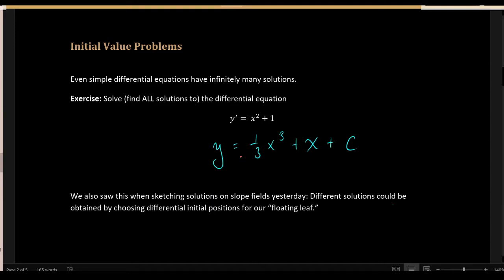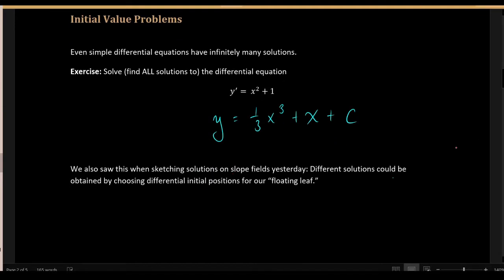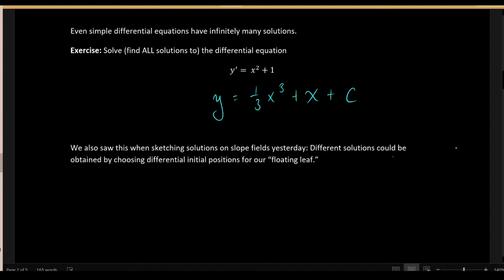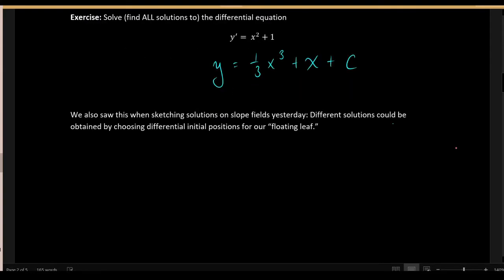If c was 0, that gave you one solution, but c could just as easily be 1 or -1 or pi or square root of 7. Every real number c gave you a different solution, and so there were infinitely many solutions to this problem. We also saw this when we were sketching solutions on slope fields yesterday. Depending on where we threw our dot, depending on where we put our leaf into the water, we drew different solution curves using those tiny line segments.